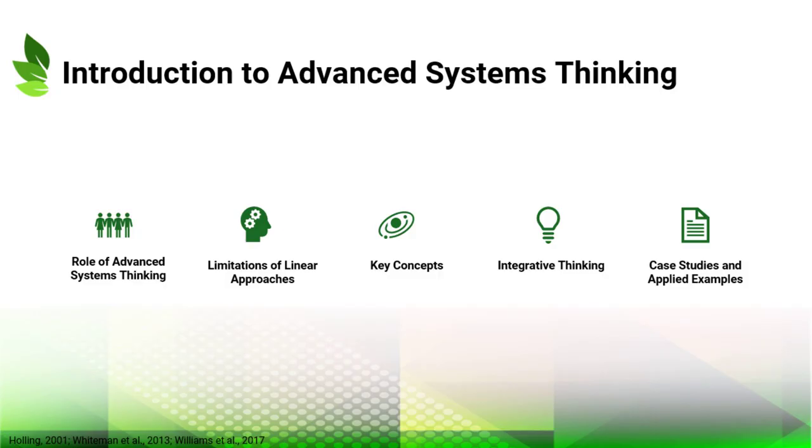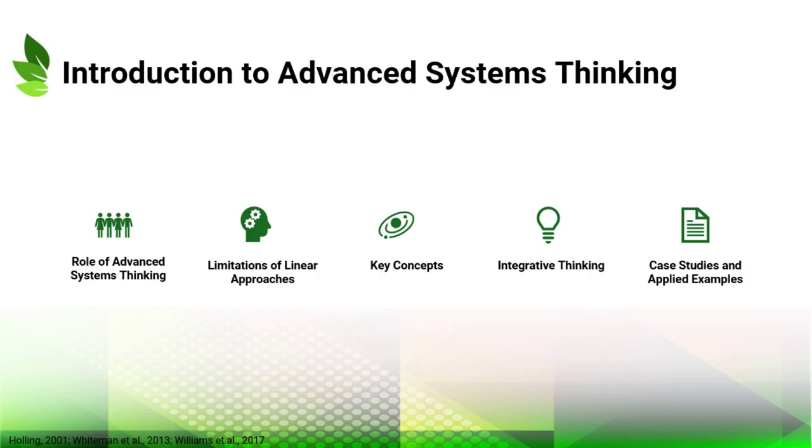Advanced systems thinking is essential for sustainability transitions because it helps us understand the complex relationships between economic, social, and ecological systems. Linear approaches often oversimplify challenges, missing critical feedback loops and dynamic behaviors. Systems thinking, by contrast, recognizes the interconnected nature of social and natural systems. Key concepts include leverage points, system dynamics modeling, and the importance of planetary boundaries. Integrative thinking is emphasized, encouraging us to transcend disciplinary silos and foster holistic approaches.